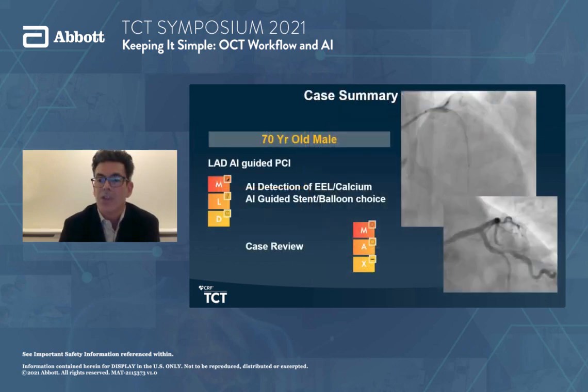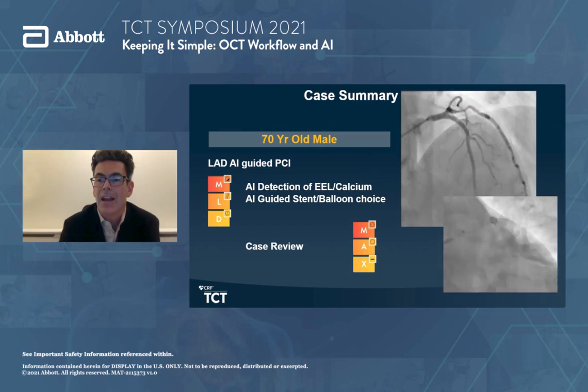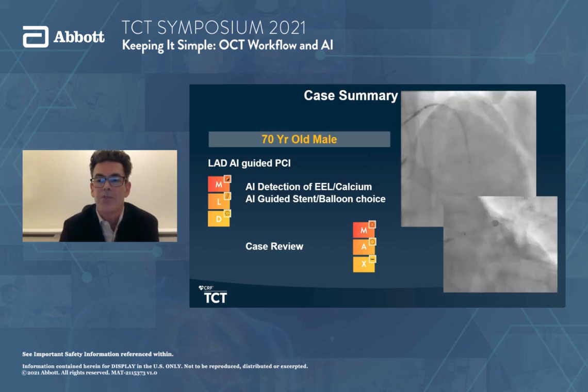The time that this case took was really relatively short. We were just using OCT and angio for guidance. We weren't taking lots of other images. So all of the measurements were derived from that very first OCT run, and it was really executed very quickly with no need for calcium modification.